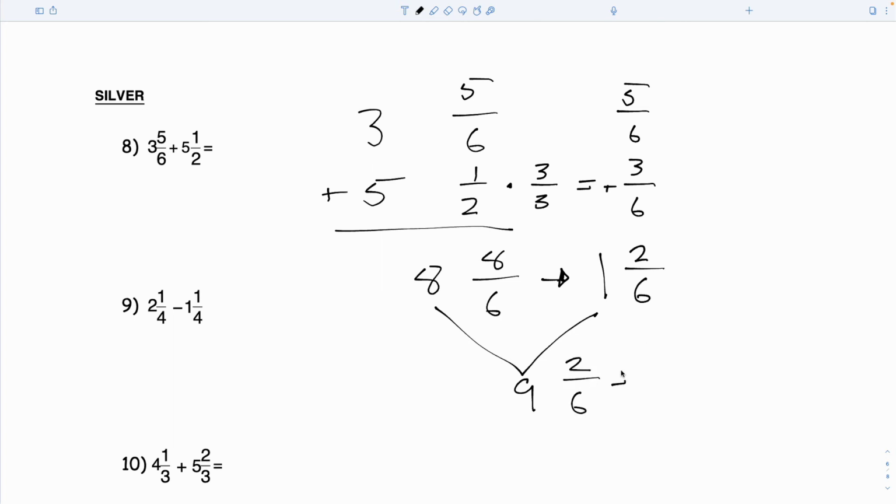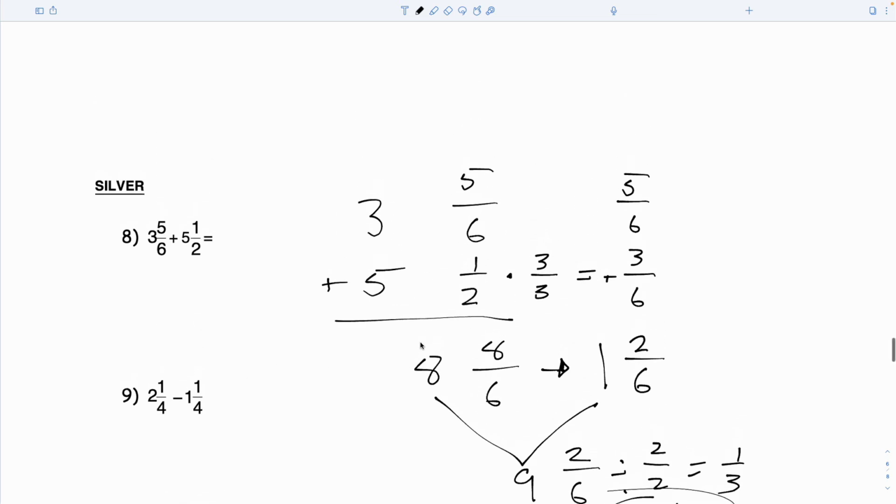Last step to simplify 2/6, Hadley, what would I do? Times or divide? Good. You get 9 and 1/3. That's your answer. Silver is going to look all like that. You have growing up in the village, adding your 1 or 2, and then making your fraction simplified.